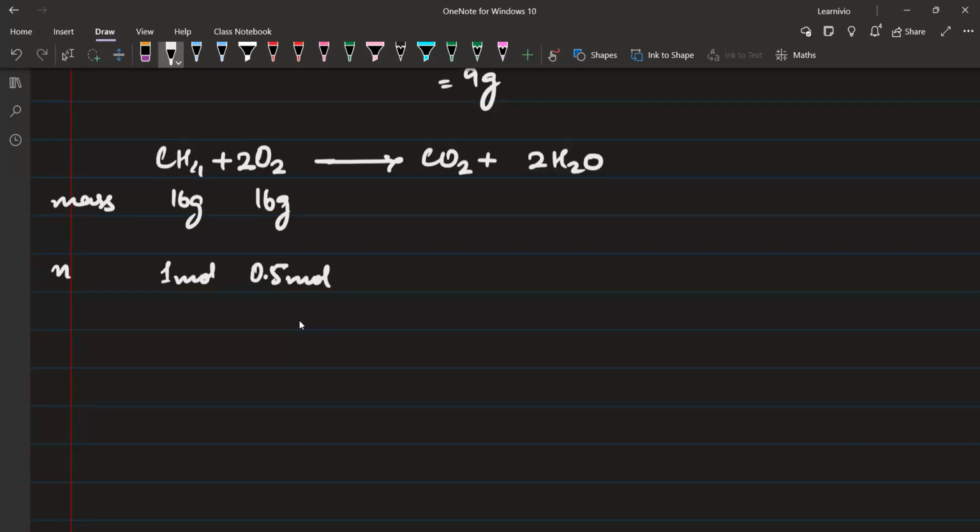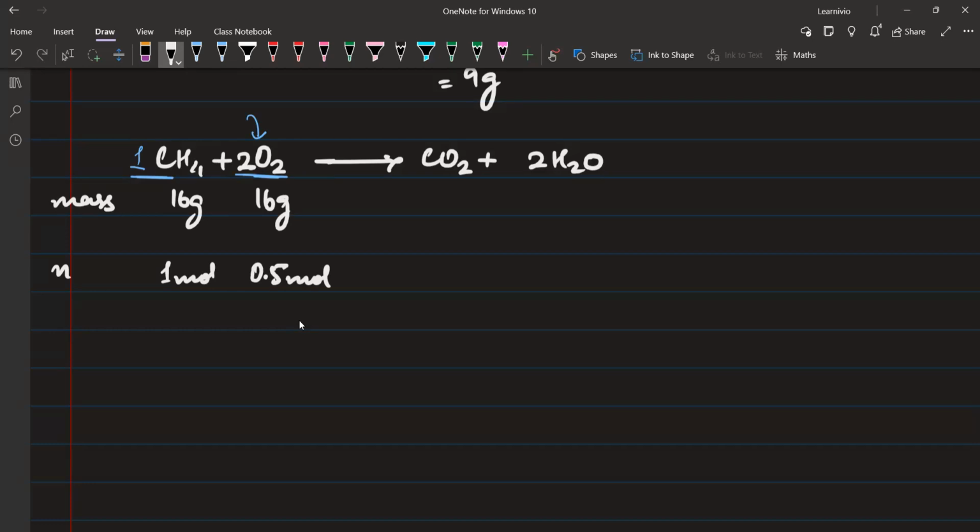Make sense, everyone? Yes or no? Yes, sir. Okay, now listen very carefully. If I read this particular equation, I will read: 1 mole of CH4 requires 2 moles of oxygen. Make sense? 1 mole of CH4 requires 2 moles of oxygen. Make sense, everyone? Yes or no? Yes, sir. This is according to what? This is according to the reaction.